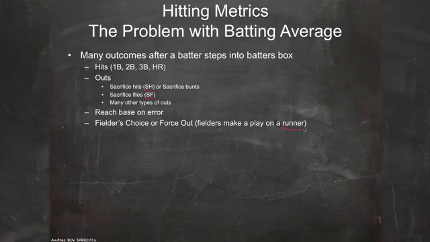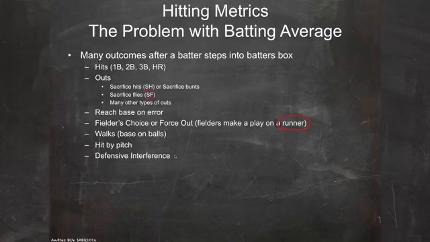So the batter can make it to first because the fielders choose to try to make a play on a runner. They can also walk. These are both intentional walks, where the defense decides to let the batter get on base, and unintentional walks, when they weren't attempting to let the batter just get on base. They can also make it to first on a hit by pitch, and then there's also defensive interference. So these are various outcomes. I want to categorize them in a certain way.